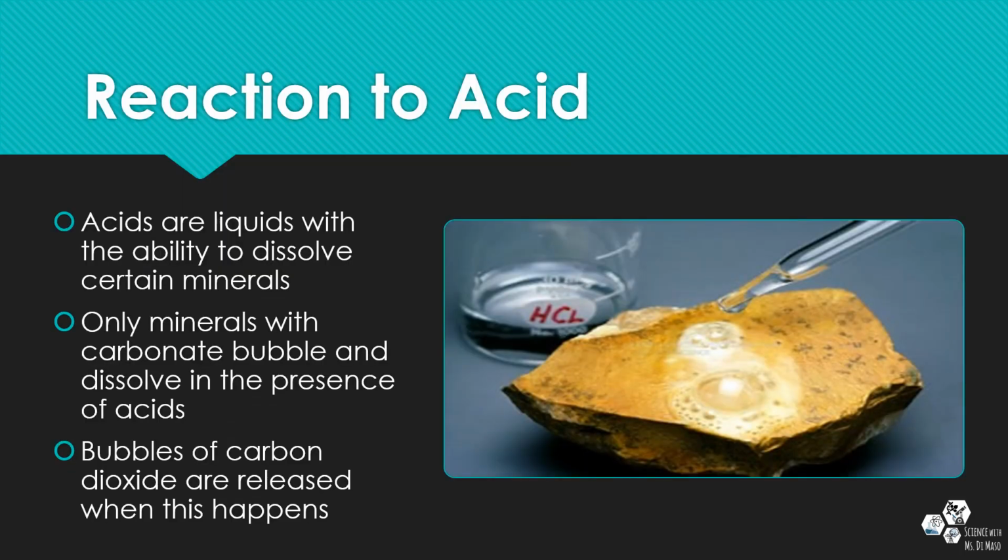And the last one is reaction to acid. Acids are very corrosive. It means they can eat away at things. So some acids have the ability to dissolve certain minerals. What kinds of minerals can be dissolved by acids? Well, any that have what we call carbonate in them. It'll start to form bubbles of carbon dioxide if this acid comes in contact with the carbonate inside the mineral.